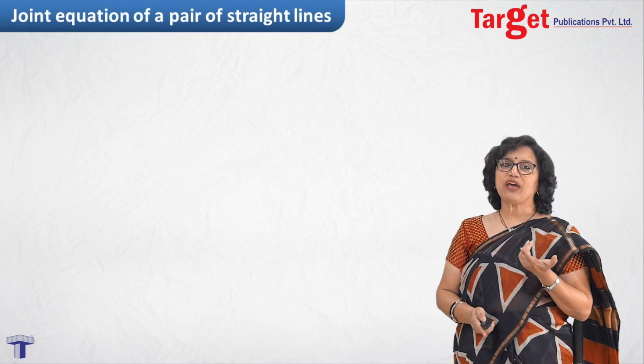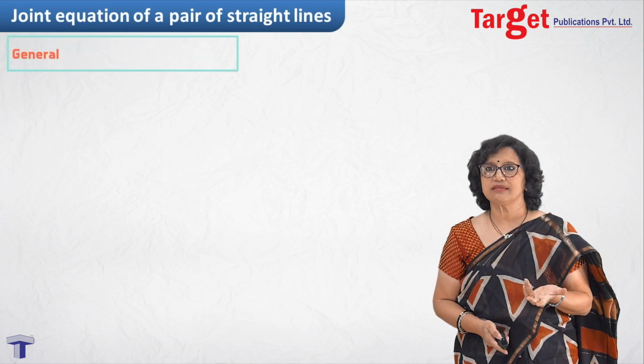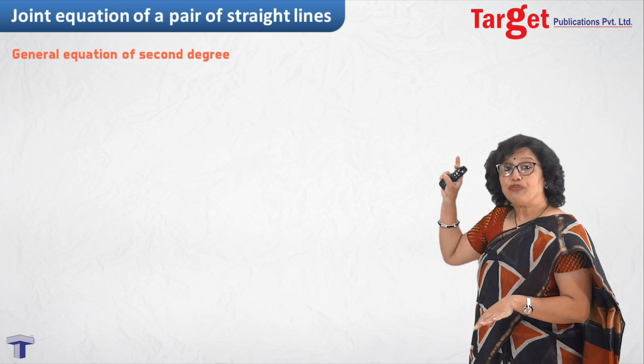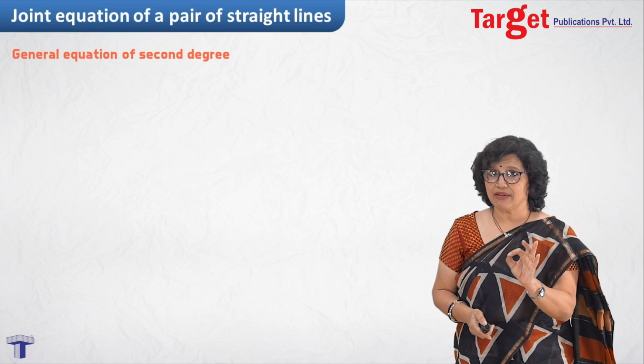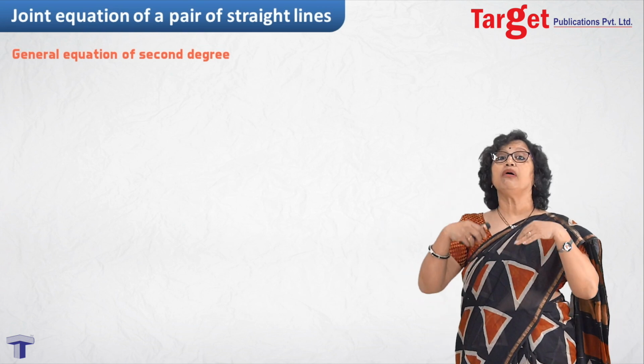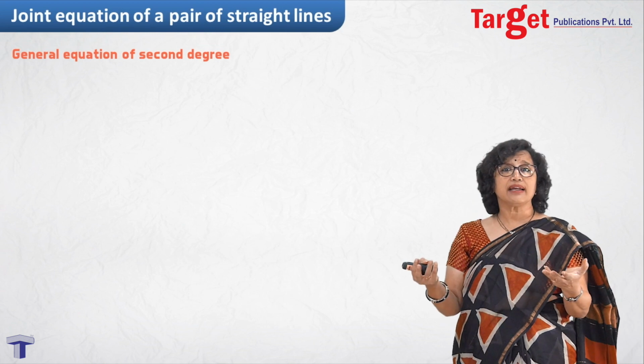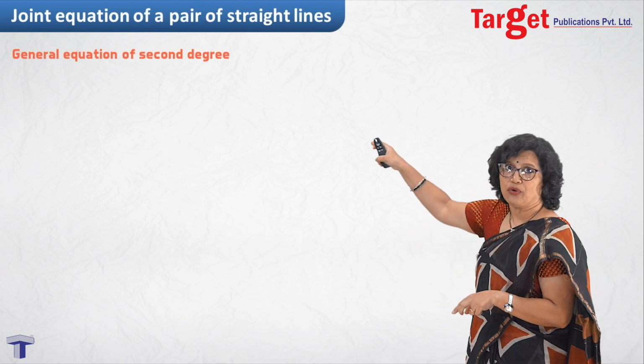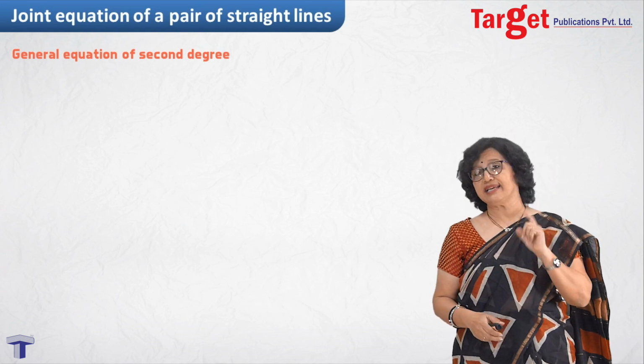Now, when I say pair of straight lines, I'm expecting two lines. So we will have to write a general equation. So we are expecting a second degree equation. General equation of second degree I have written. Why second degree? Because two lines are expected there, as we are looking for joint equation of pair of lines, as I said.